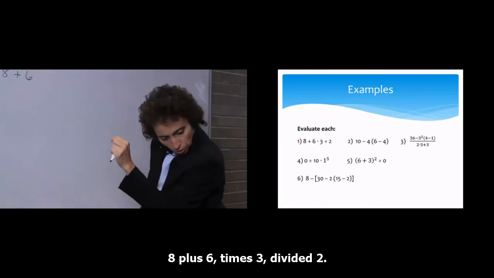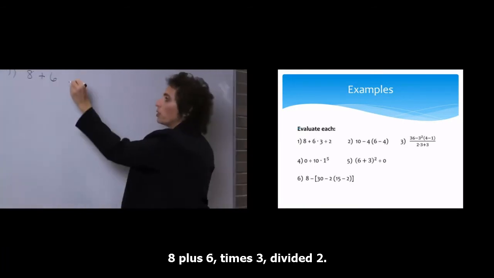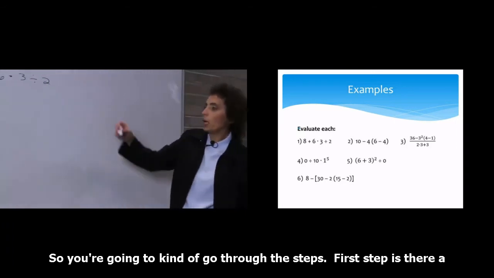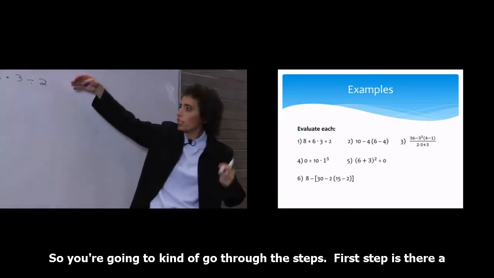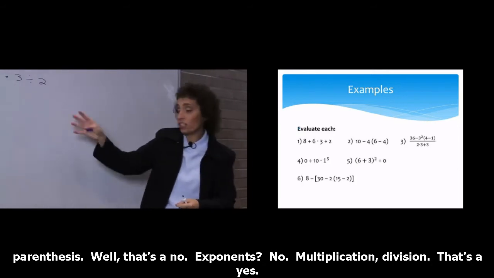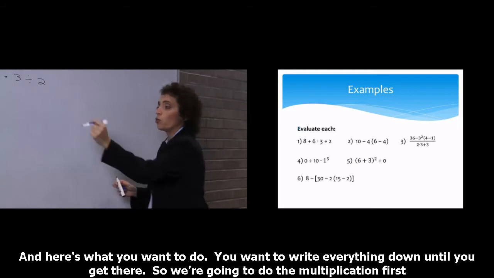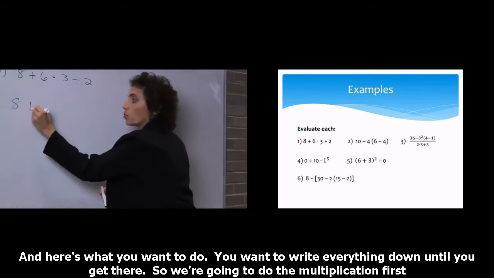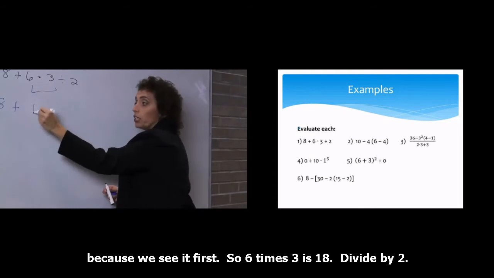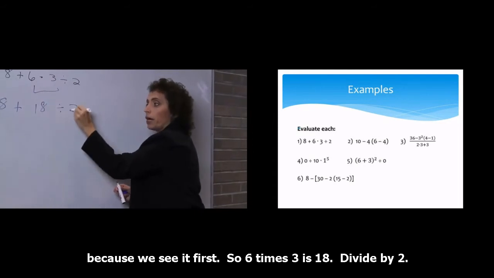8 plus 6 times 3 divided by 2. So you're going to kind of go through the steps. First step, is there parentheses? Well, that's a no. Exponents, no. Multiplication, division, that's a yes. And here's what you want to do. You want to write everything down until you get there. So we're going to do the multiplication first because we see it first. So 6 times 3 is 18.